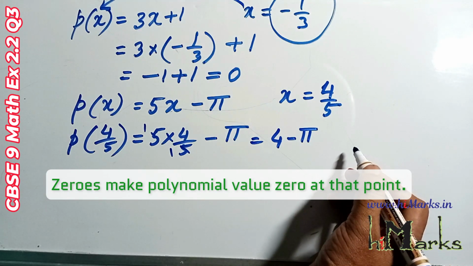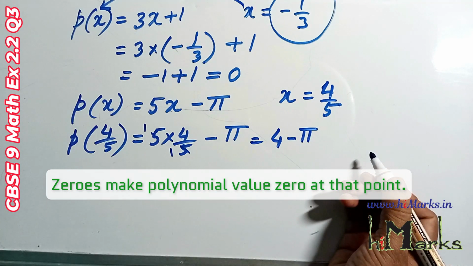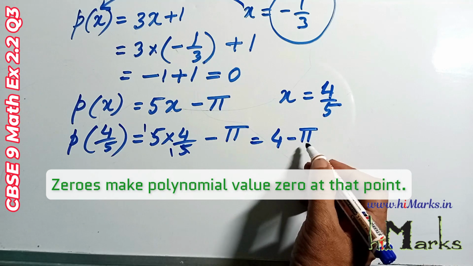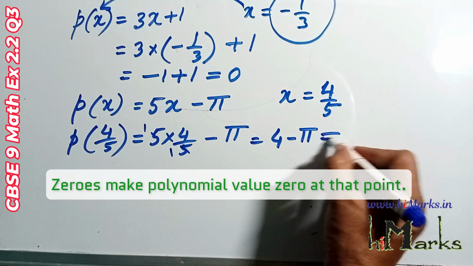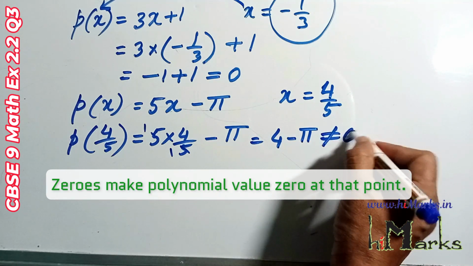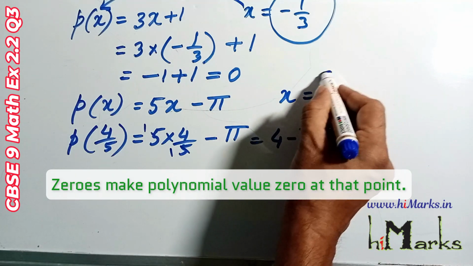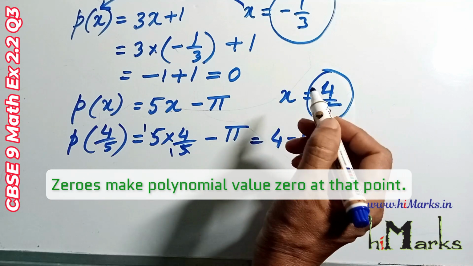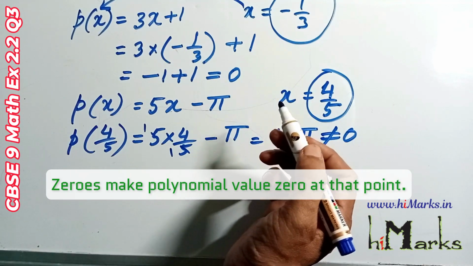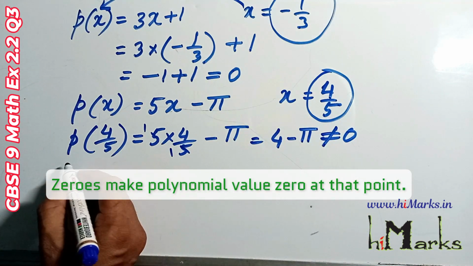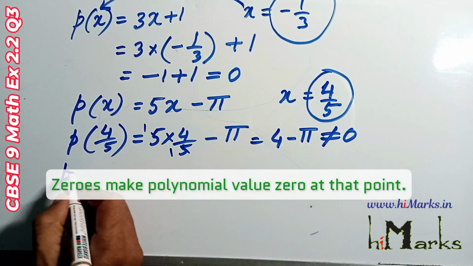Okay, and you know that the value of pi is 3.14. So basically this becomes non-zero. This is not a zero value after calculation. So that means this x equal to 4 by 5 is not a zero of the polynomial. Okay, we'll move to the next function.